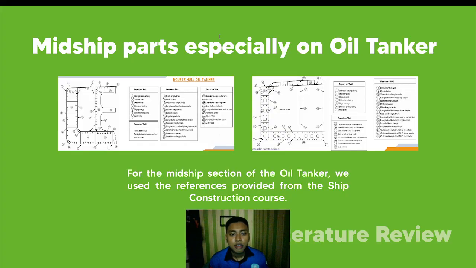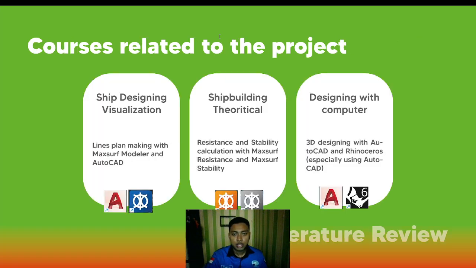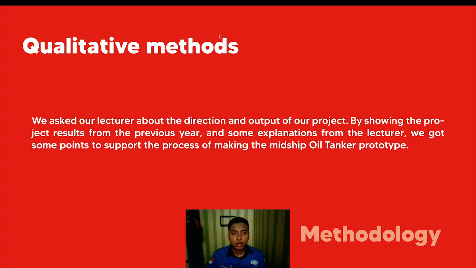As you can see, for the midship section of the oil tanker, we use the references provided from the ship construction course. In this project, we will be using most of the parts following the data size reference that we found on the internet. As we can see, there are three courses to make the lines plan, 2D and 3D designing, and calculating the stability and resistance of the ship. We will need these apps to work on the project. Now we'll move on to the next topic.